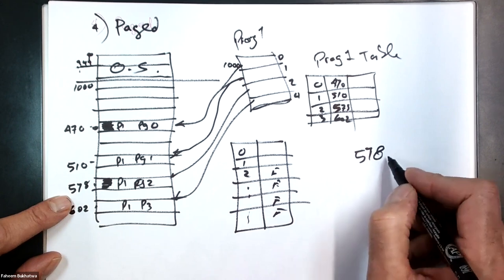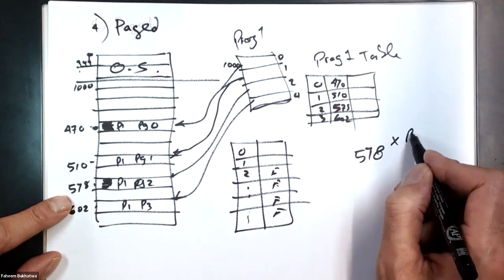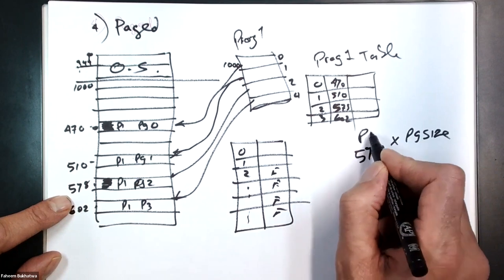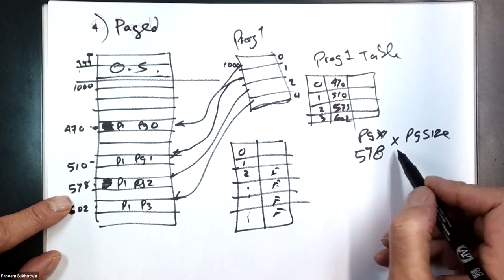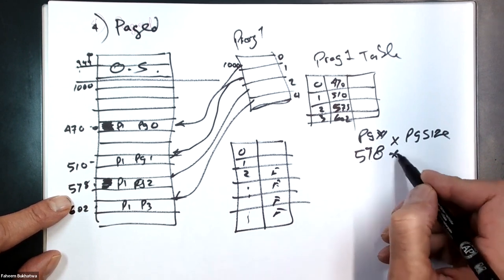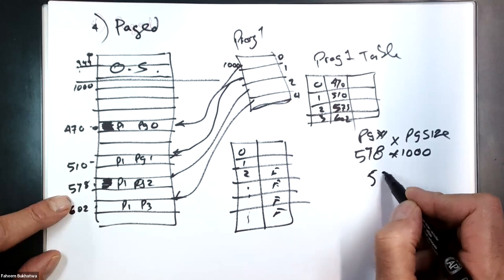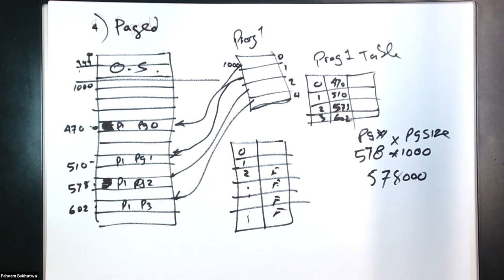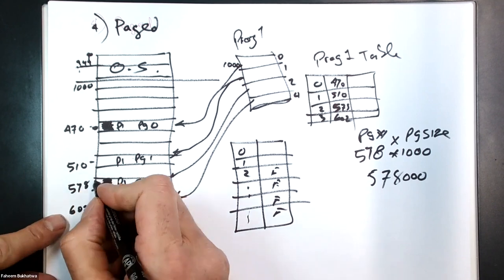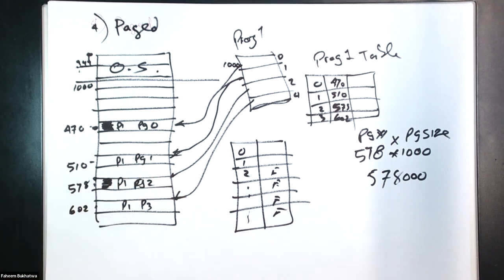All you have to do is take page number 578 multiplied by the page size. The page number multiplied by page size will give you the exact address. So now page number 578 times 1000, so easy you can find out that it's memory location 578,000. You go to that location, and that's exactly the start of that page. So it's so quick and easy.